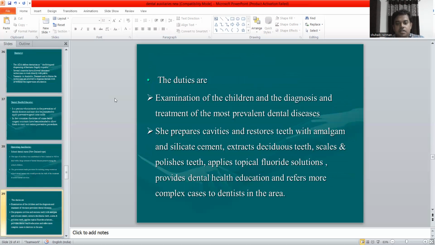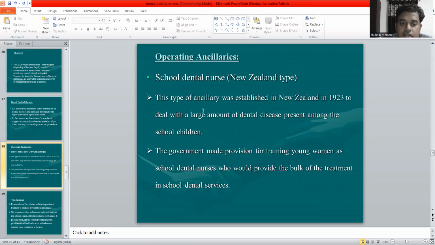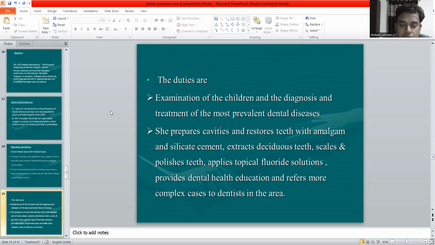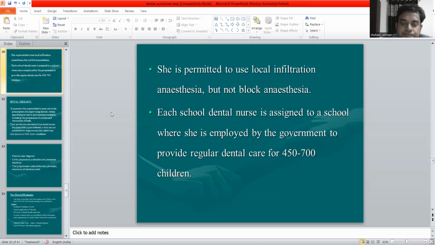The duties are examination of the children and the diagnosis and treatment of the most prevalent dental diseases. She can prepare cavities and restore teeth with amalgam and silicate cement, extract deciduous teeth, scale and polish teeth, apply topical fluoride solutions, provide dental health education, and refer more complex cases to dentists in the area. So when we appoint a school dental nurse in a school, they can do most of the procedures, and for invasive procedures, they can refer the patient to the nearby dental clinic or dental college.